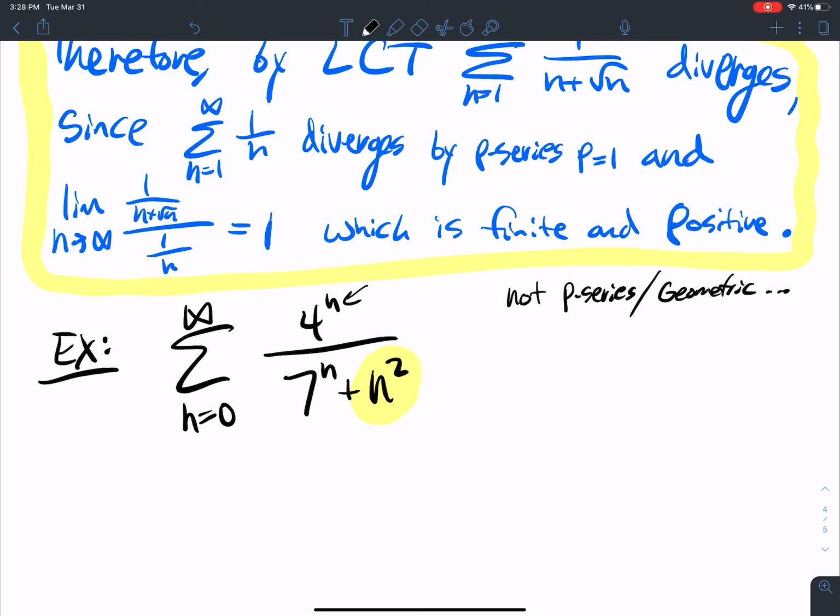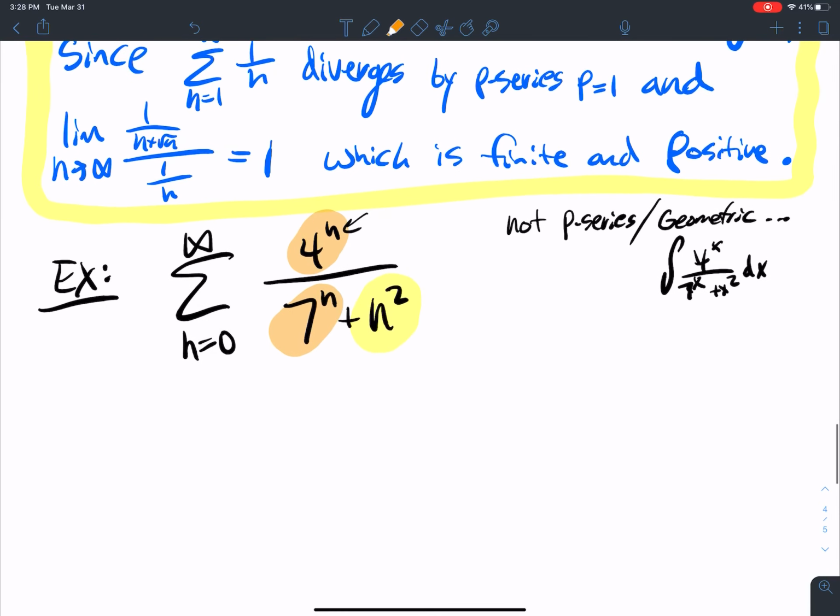So, and then I look at that, I'm like, well, I'm not really sure how in the world I would integrate 4 to the x over 7 to the x plus x squared. That might be a difficult integral, right? So p series, geometric, and I don't see a telescoping. So it kind of leads me to, well, maybe I can compare it to something that it's similar to. What is dominant here? The dominant term in the numerator is 4 to the n. The dominant term in the denominator is 7 to the n. So I ask myself, what's dominant?